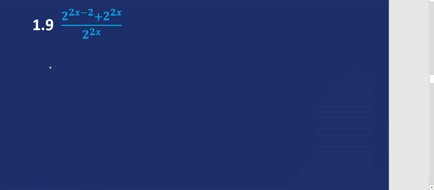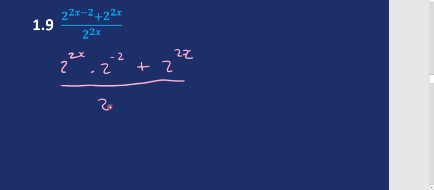Okay, 1.9. Before doing anything, we expand. And what do you notice? You'll notice that in the numerator, those terms have 2 to the 2x in common. So if we take 2 to the 2x out as a common factor, we are left with this part.